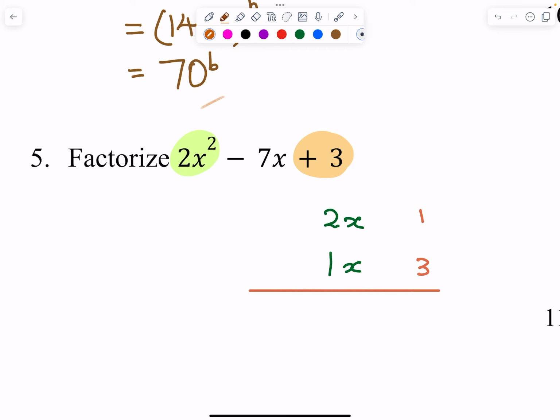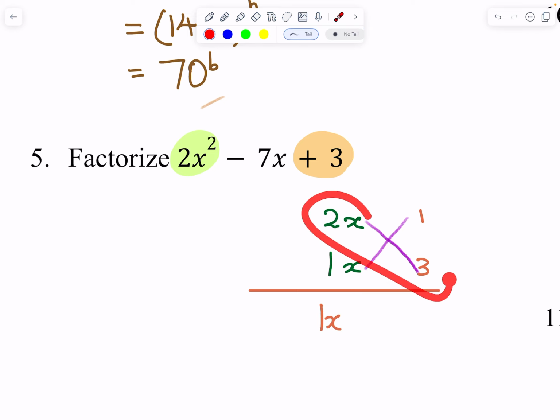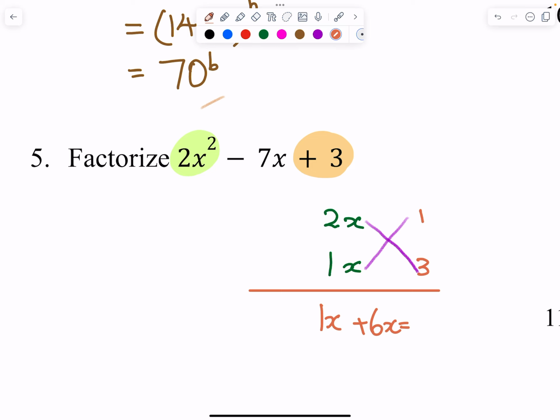And then we call it a cross method. So you have a cross in the middle. What do we do? 1 times 1 is 1. 2 times 3 is 6, positive 6. And then let's calculate this part. 1x plus 6x is positive 7x.